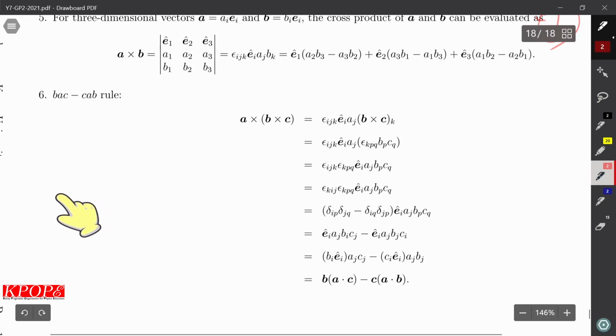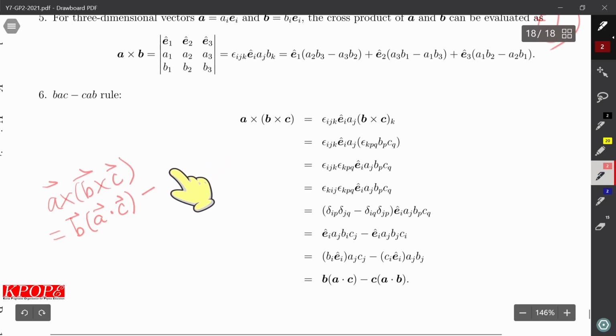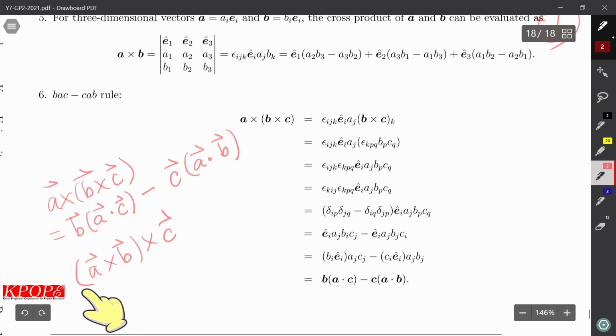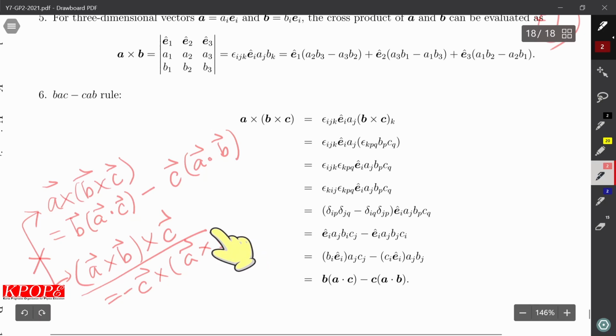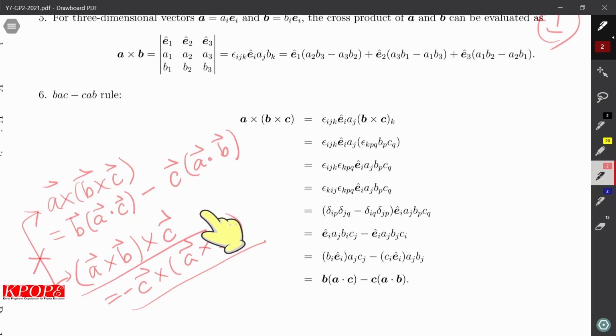The BAC-CAB rule is A cross B cross C, the triple vector product, is B times A dot C minus C times A dot B. You must be careful not to misuse this calculation. This one is different from that one. You can replace this one as minus A cross B, and then you can apply the BAC-CAB rule to this expression. Be careful. All right.